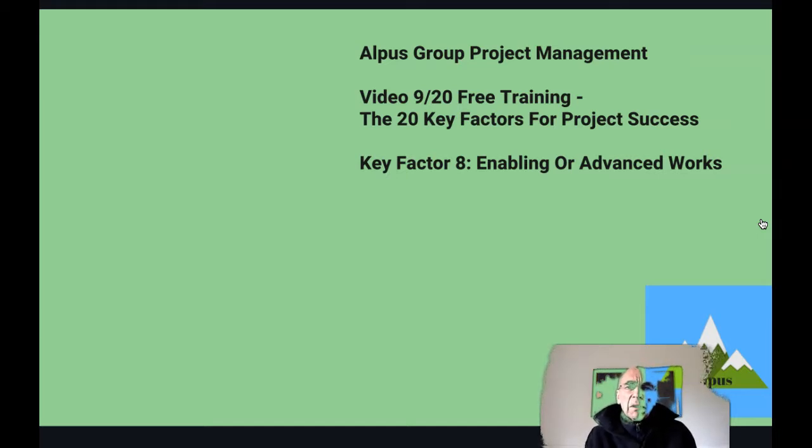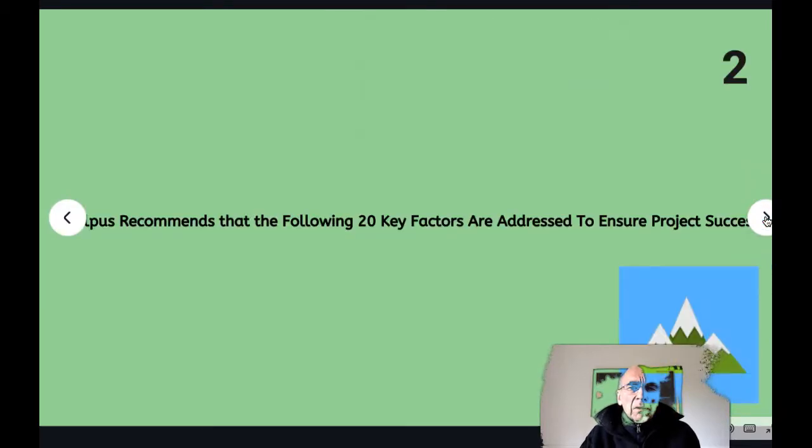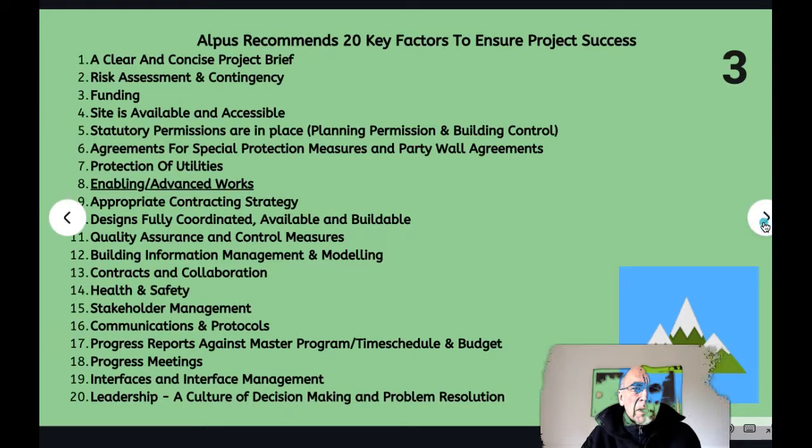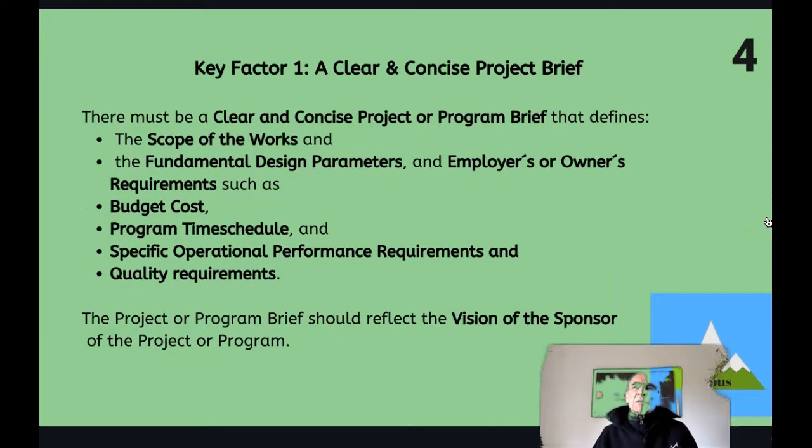Key factor 8, enabling or advanced works. Alpus recommends the following key factors are addressed to ensure project success. We've identified all of the first 7 key factors in previous videos, and we identify enabling or advanced works in this particular video. It's not something that's essential to be carried out as enabling or advanced works, but in some cases, if you've got a lot of preliminary items such as utility diversions or demolition and clearance, you can carry them out as advanced works.